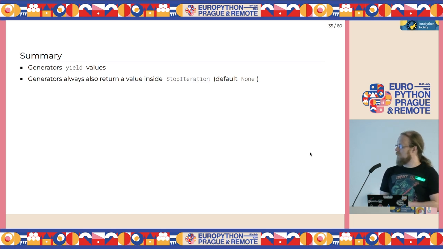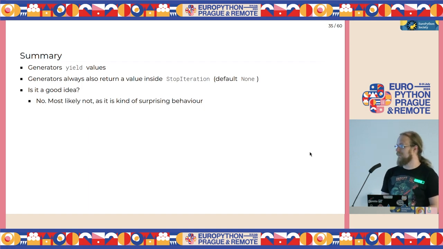Yeah, summary: generators yield values. Generators also always return a value inside of StopIteration. Per default, it's None, so what we defined in the header. Is it a good idea? No, to be honest, most likely not, as it's kind of surprising behavior, and you really want your code to be non-surprising. Like, if you have some new people working in your team, or maybe someone fresh from university or fresh from school, they should have easy code to work with because that makes it easier for them to be helpful very early.